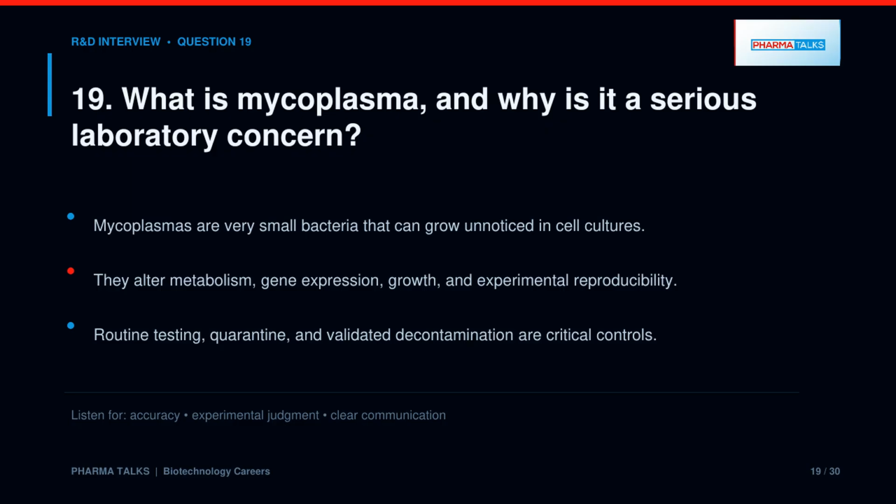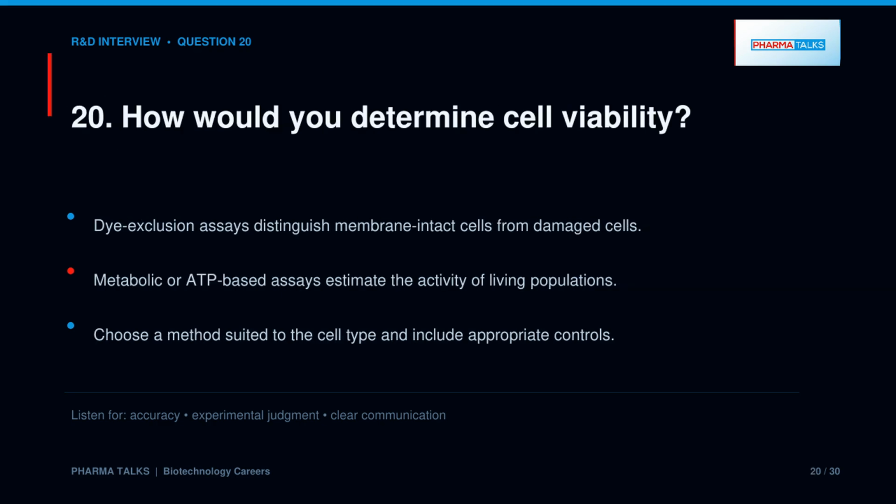Question 19. What is mycoplasma and why is it a serious laboratory concern? Mycoplasmas are extremely small bacteria that often contaminate cell cultures without producing obvious cloudiness. They can change cellular metabolism, gene expression, growth, and treatment response, making experimental data unreliable. Prevention requires quarantine of new lines, good aseptic practice, routine testing, and appropriate decontamination or disposal of affected cultures.